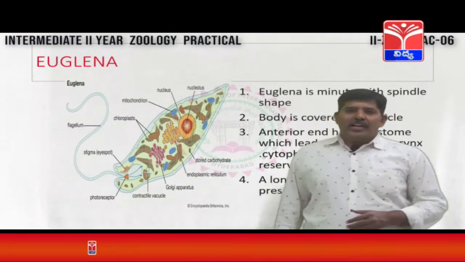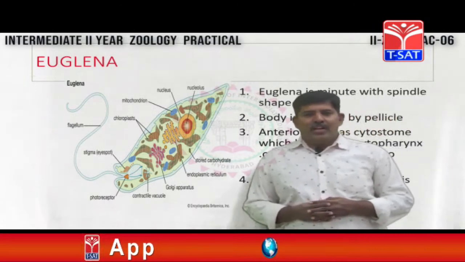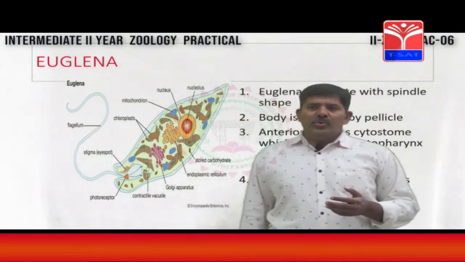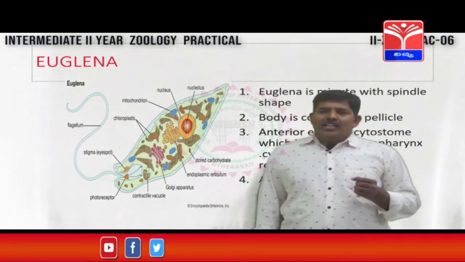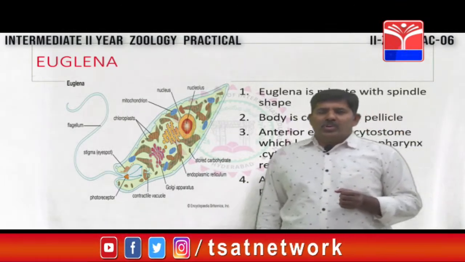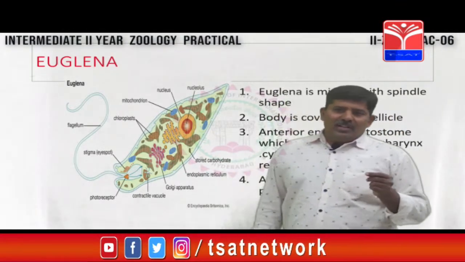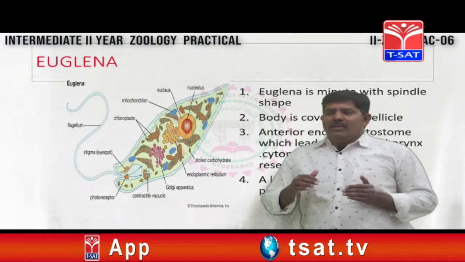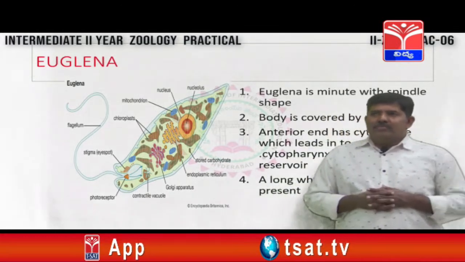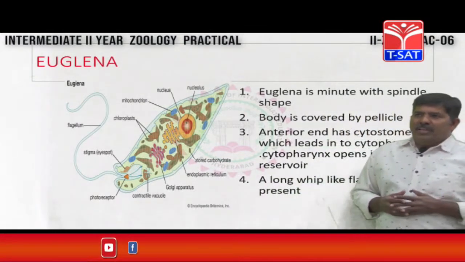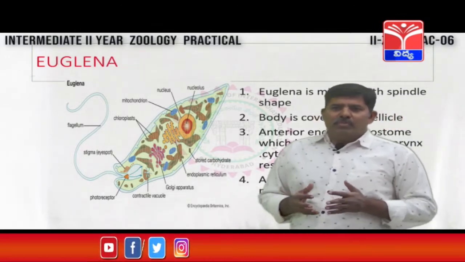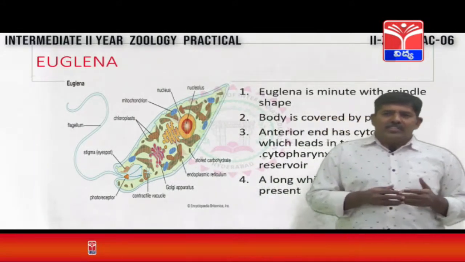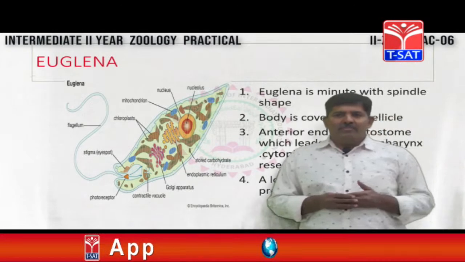Euglena belongs to the phylum Protozoa, and the class is Phytomastigophora. Euglena is minute and spindle-shaped. The locomotion of Euglena is by flagella. The body is covered with one layer called the pellicle. Then the anterior end opens into the cytostome. The cytostome leads into the cytopharynx, and the cytopharynx opens into the reservoir.